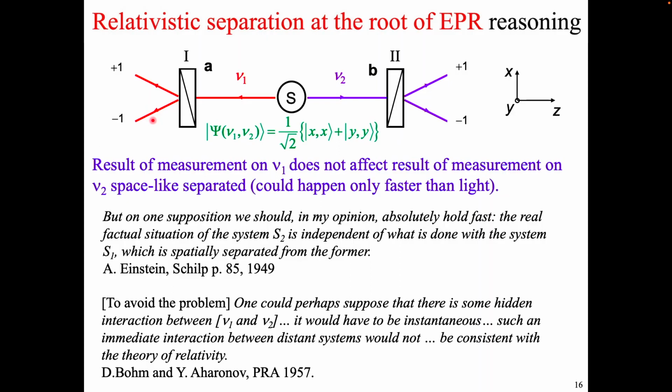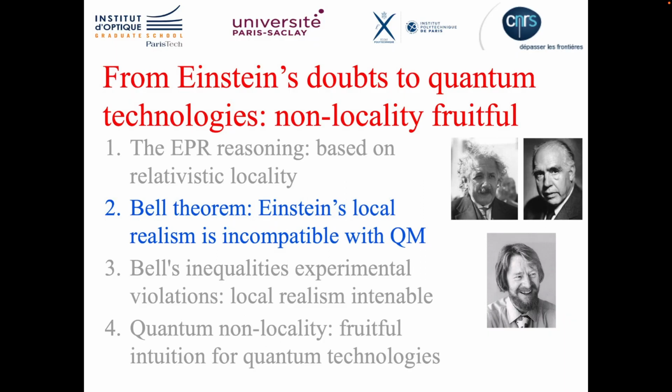The EPR reasoning is based on relativity, and I have two citations, one from Einstein in the famous book Philosopher Scientist. On one supposition we should, in my opinion, absolutely hold fast: the real factual situation of system S2 is independent of what is done with system S1. And the reason why he said that, it's because of relativity. And Bohm and Aharonov have something similar, but let me go on. Bell theorem.